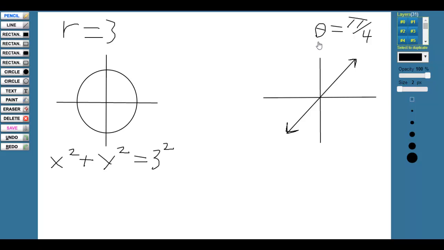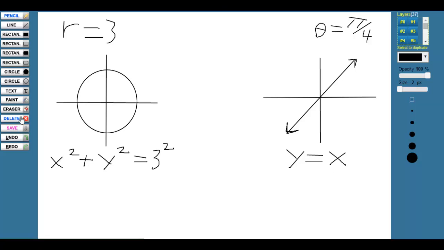And this is just a line, basically. Theta equals pi over 4, because this time the angle is the one staying the same while the radius is changing. No matter if the radius is positive or negative, you'll just have a straight line like this, and this one is basically y equals x.